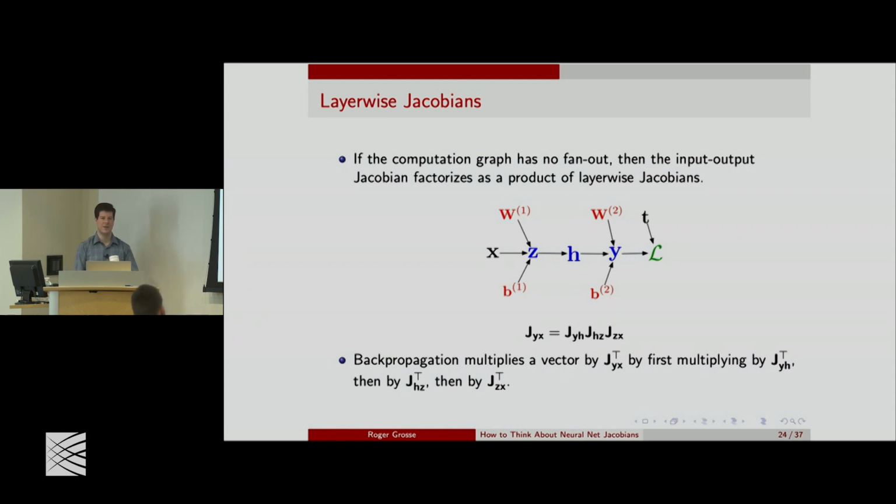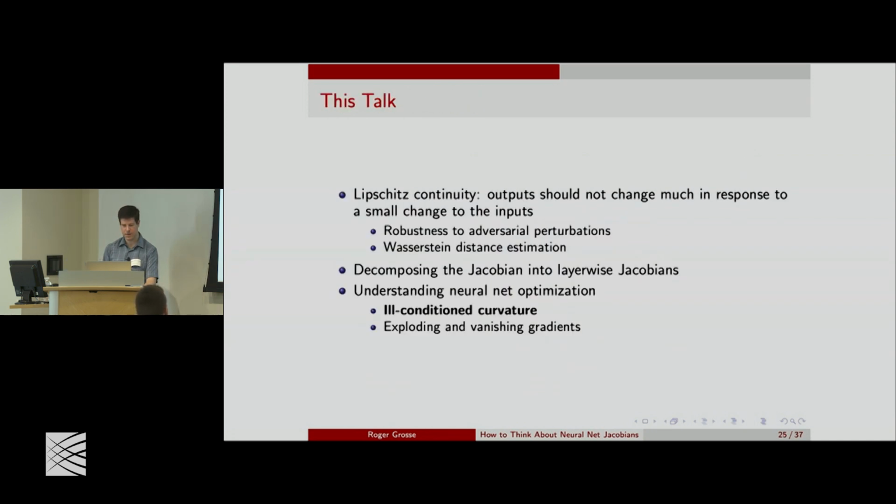Essentially, you have the Jacobian for the whole network. It's just the product of the Jacobians of the individual layers. And so what backprop is doing is it just multiplies by J_yx transpose. Using this factorization, it multiplies in sequence by J_yh transpose, J_hz transpose, J_zx transpose. So all it's doing is essentially using that factorization. All right, so that's how the Jacobian decomposes into layer-wise Jacobians.